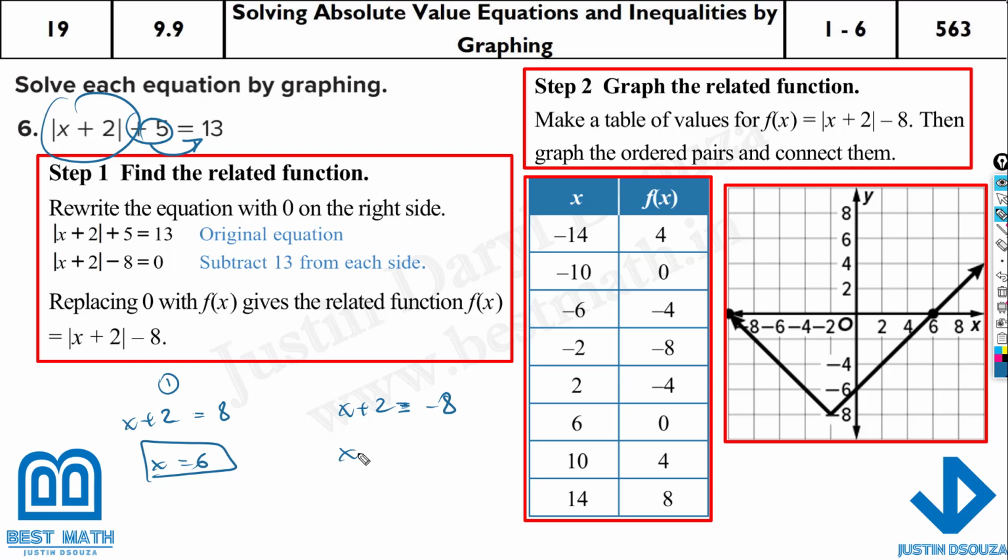But you need to do the steps. x is equal to minus 8 minus 2, that is minus 10. So these are the two answers. You can see one is 6 and one is minus 10.